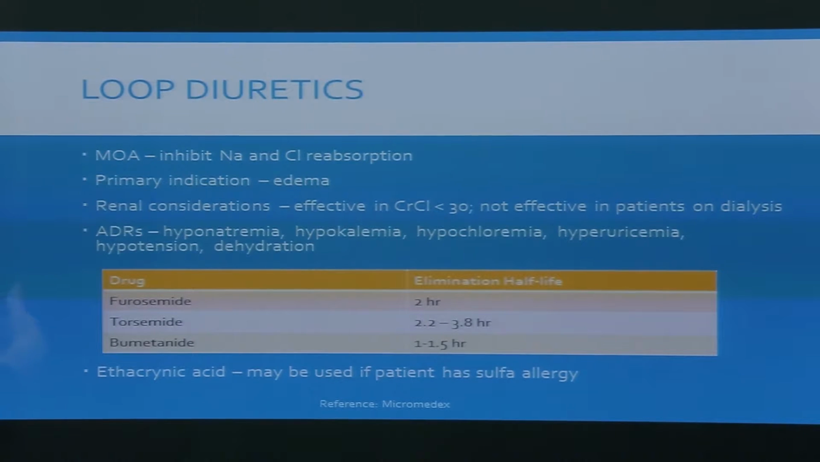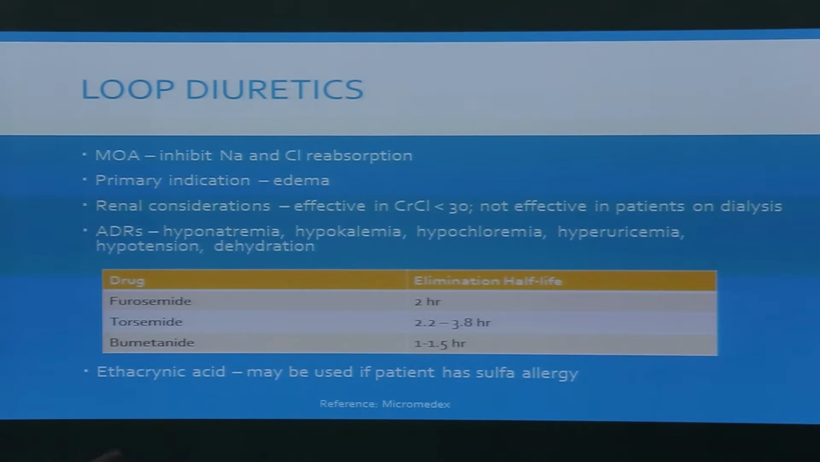Loop diuretics, as compared to the other two classes of diuretics that we will discuss, have a more potent effect on decreasing edema. So in the presence of edema, loop diuretics are generally your first option, especially if there's significant fluid overload, especially due to chronic kidney disease or heart failure. Renal considerations. These agents are actually effective in patients with a creatinine clearance less than 30.